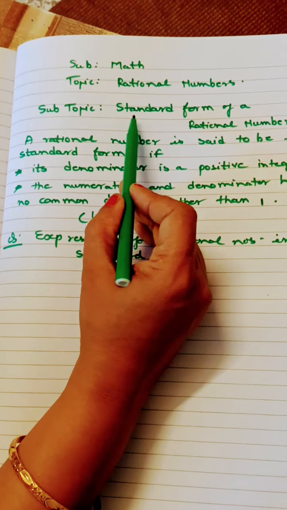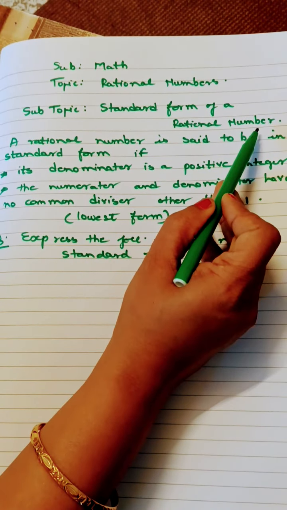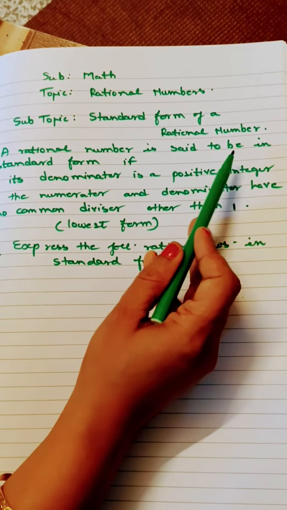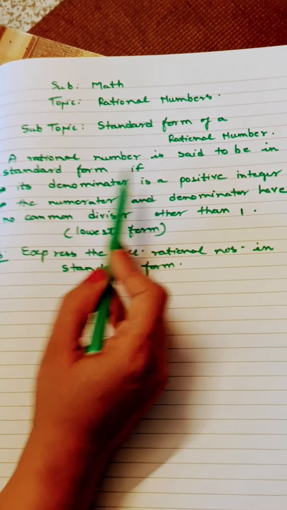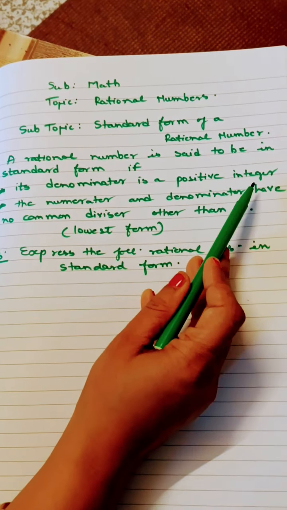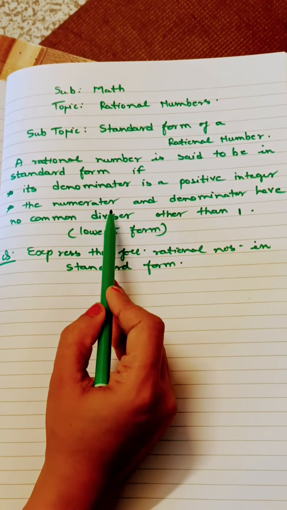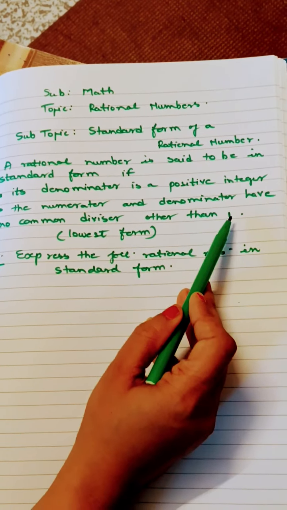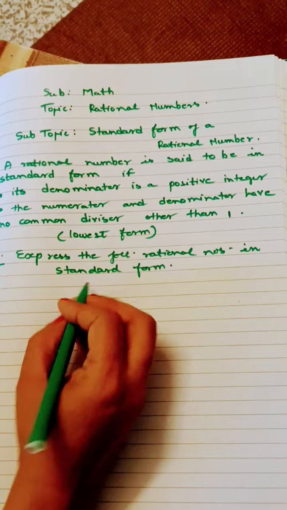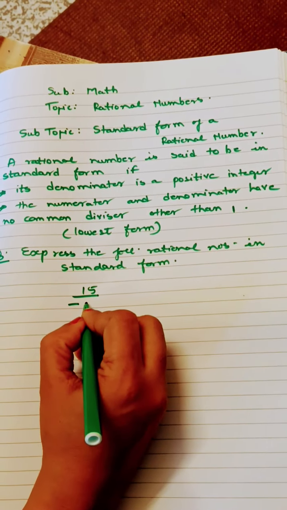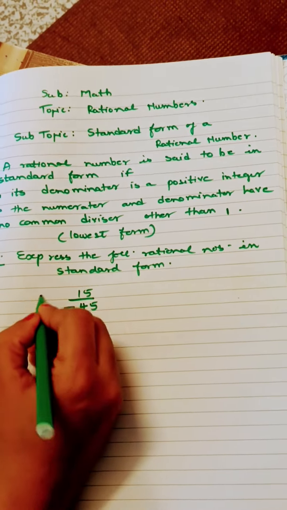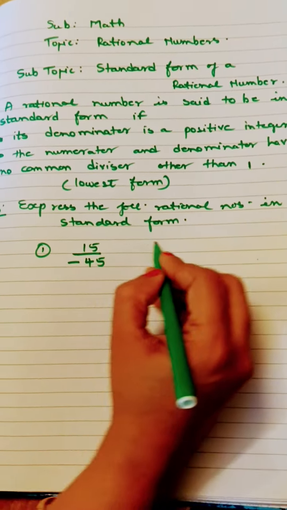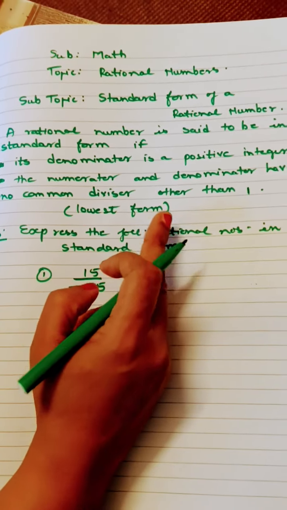Fine. Today we are going to see the standard form of a rational number. Two conditions should be satisfied. A rational number is said to be in standard form if its denominator is a positive integer. Second, the numerator and denominator have no common divisor other than 1. For example, they have given 15 by minus 45. It should not have any common divisor other than 1. It means you have to reduce it to its lowest form.